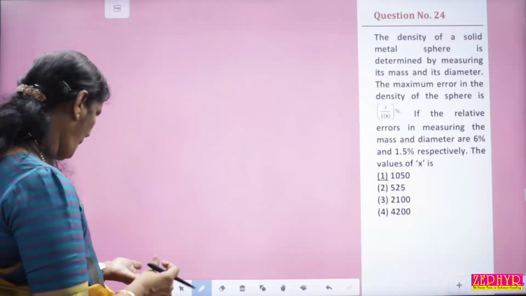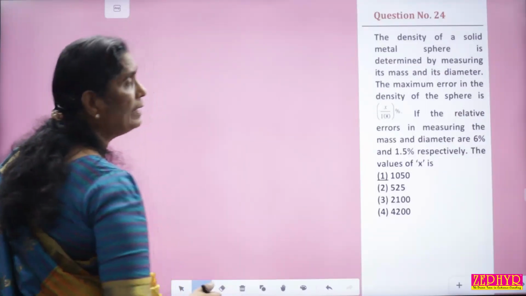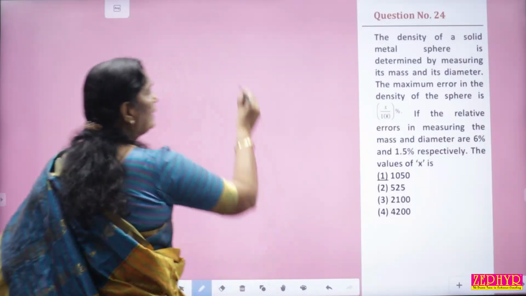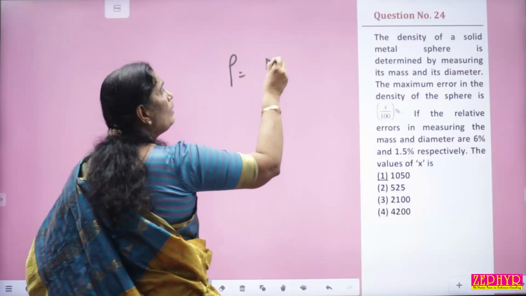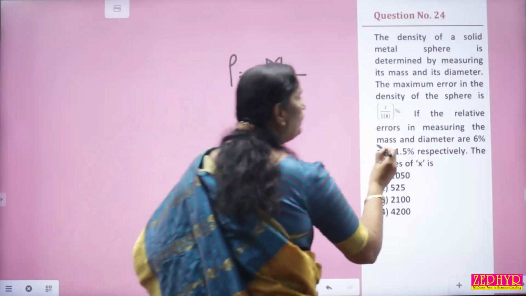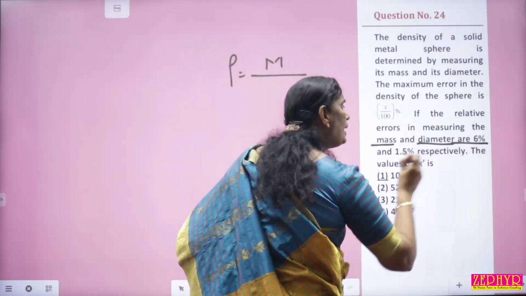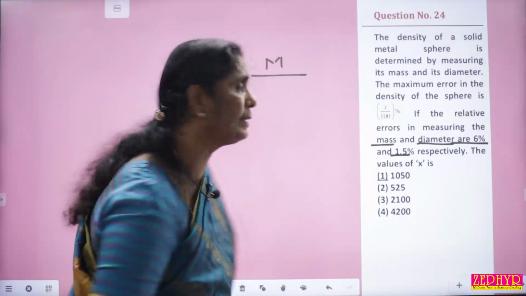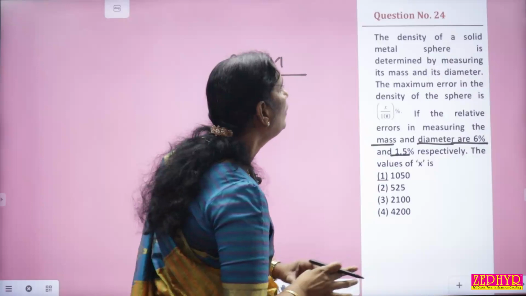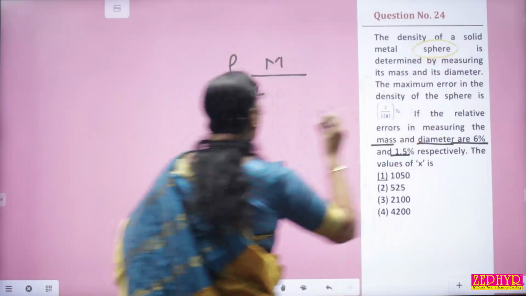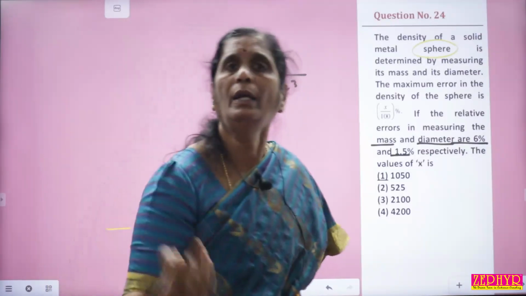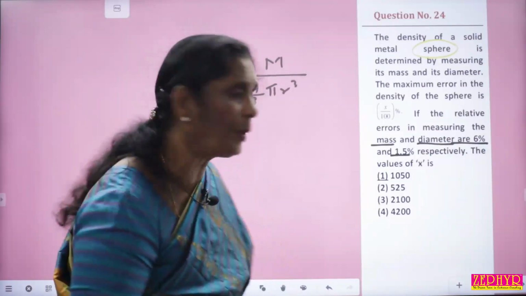Next, the density of a solid metal is given. So we have to find out the density. Density is equal to mass by volume. They have given the mass error as 6% and the diameter error as 1.5. So mass by volume. Volume of the sphere is 4 by 3 pi r cube. But we can do with r cube also because the diameter and radius have the same proportionality.